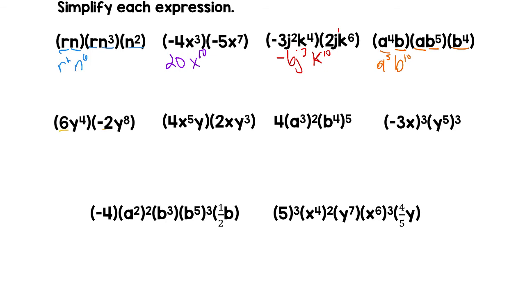All right, 6 times -2 is -12. y to the 4th times y to the 8th is y to the 12th. We add those exponents. 4 times 2 is 8. x to the 5th times x to the 1st is x to the 6th. y to the 1st times y cubed is y to the 4th.